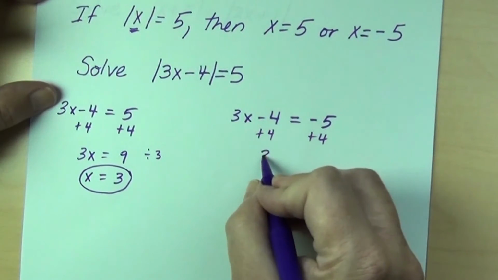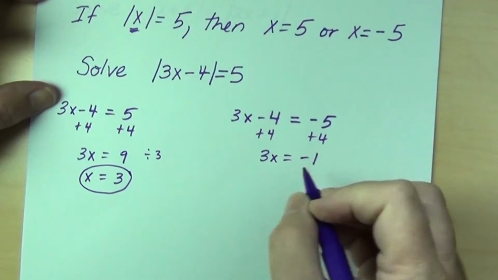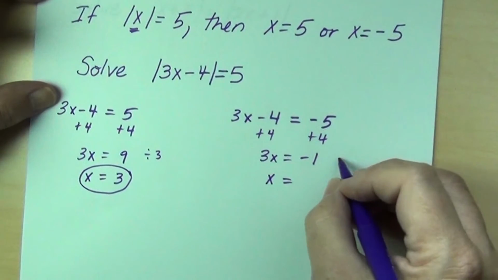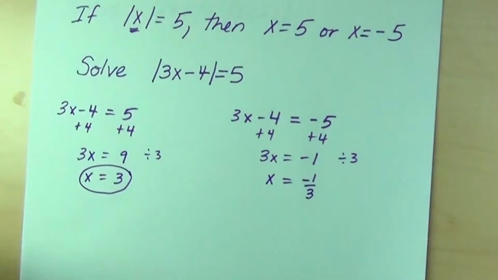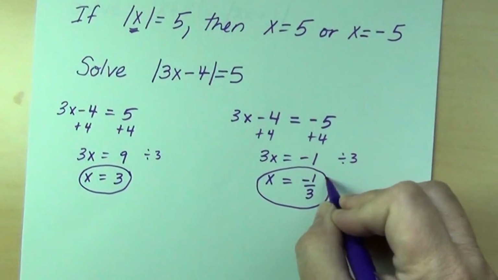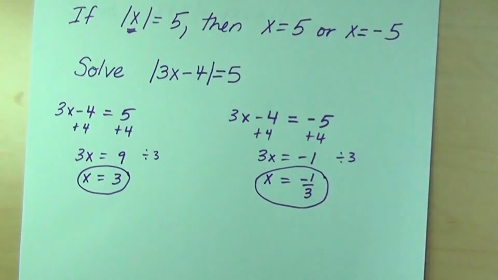We add 4 on both sides. We get 3x is equal to negative 1. And x will equal, we divide both sides by 3, negative 1/3. And you can check that one. It will also work. So we have two values that will satisfy this absolute value equation.